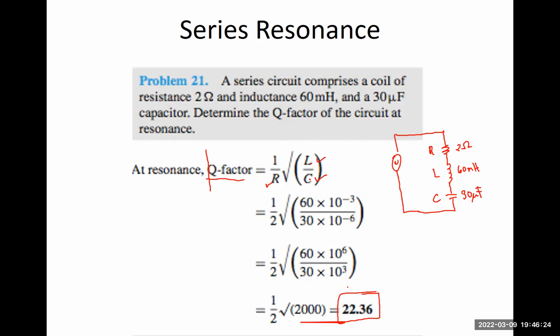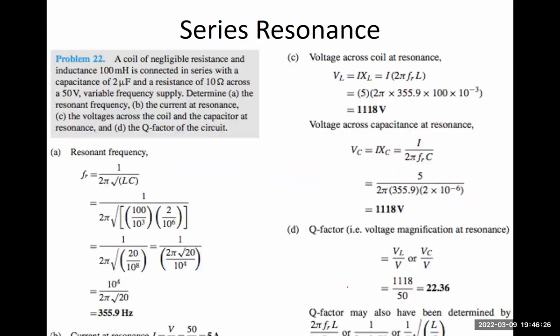Okay, so let's continue with another example. We have a coil of negligible resistance. So pagka sinabi negligible resistance, your R is equal to 0 na, no? The negligible resistance na. And inductance of 100 millihenry is connected in series with a capacitance of 2 microfarad and a resistance of 10 ohms across a 50 volts variable frequency supply.